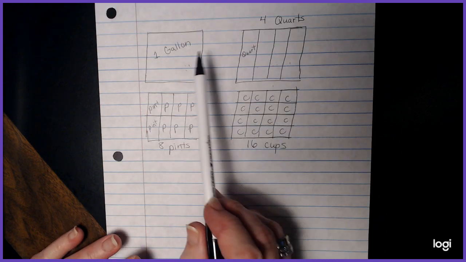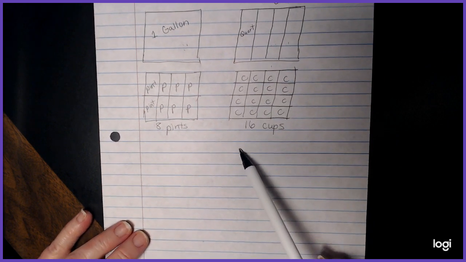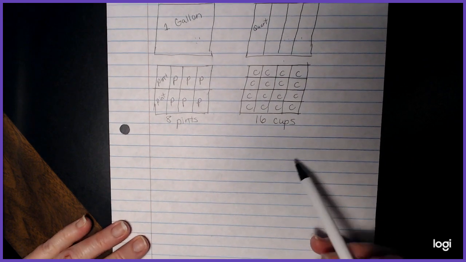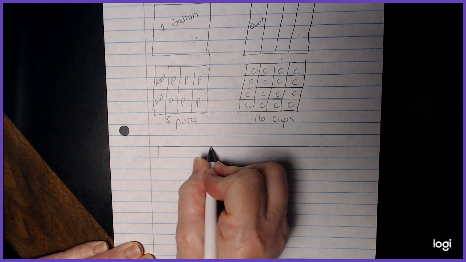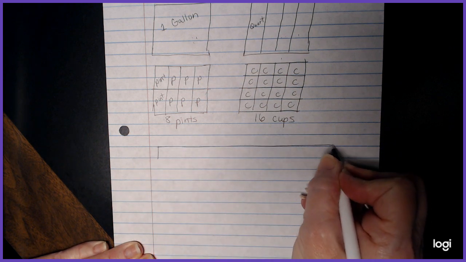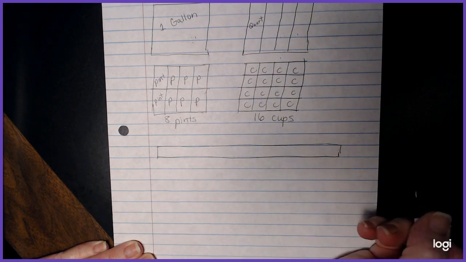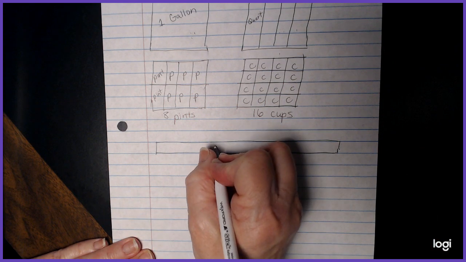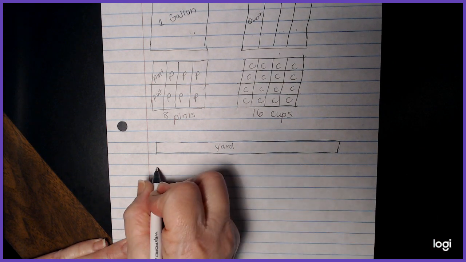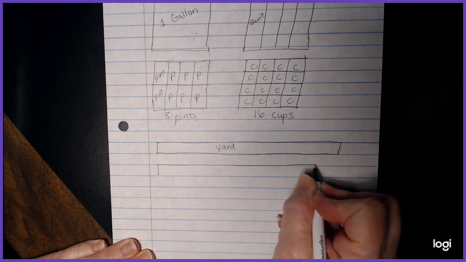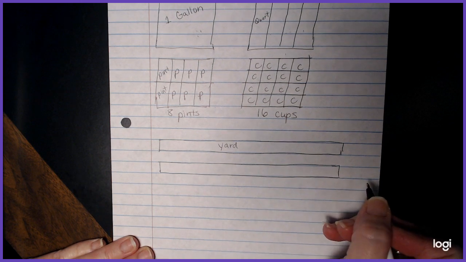All right, so we have dealt with the capacity, the things that contain things. Now we're going to deal with a little bit of length. I'm not going to do all of the lengths in our notes, but I'm going to ask you to make a really long rectangular box for me. It can be skinny like this. And we're going to pretend that this is a yard. It's 1 yard. And then underneath it, make another one of equal length, kind of like what we did with our gallons.